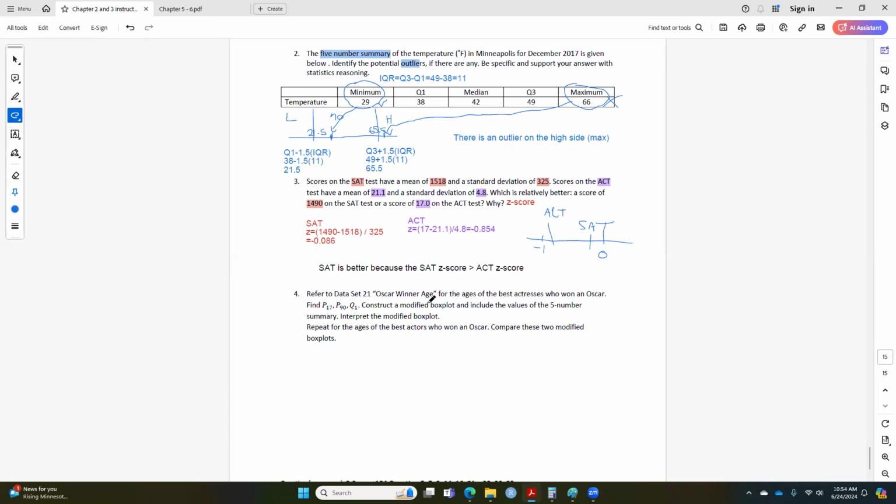Make sure you know a little bit about the position on your number line here. A lot of students get these two confused and think the ACT is better because it's bigger. But don't forget the negative: the bigger the negative number, the smaller it gets. Anyone have any questions so far with question 3?